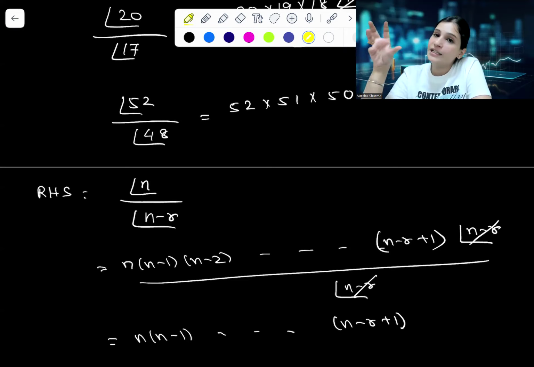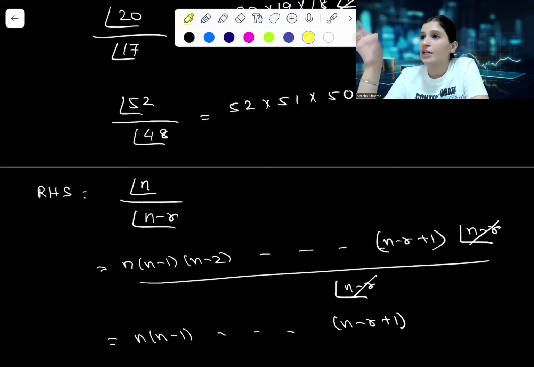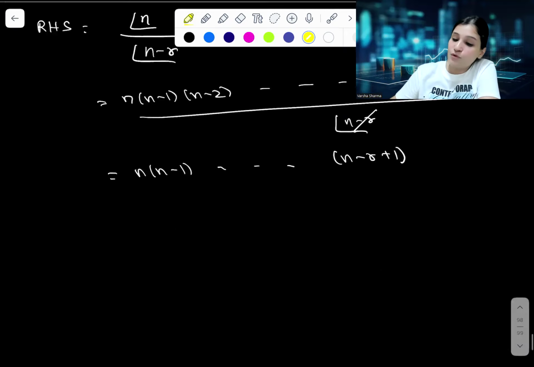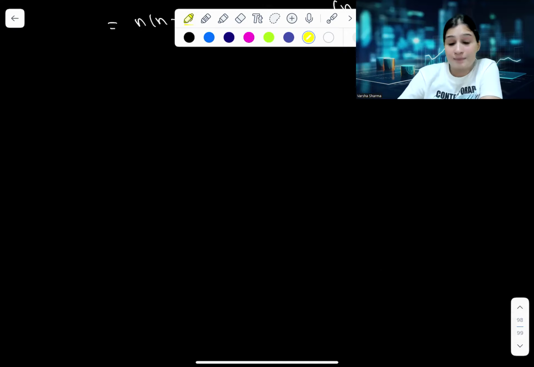Every even number is of the form 2 into something. If it is 10, 2 into 5. If it is 40, 2 into 20. If it is 12, 2 into 6. Every even number can be written as 2 into a natural number. So I'm only talking about even numbers.